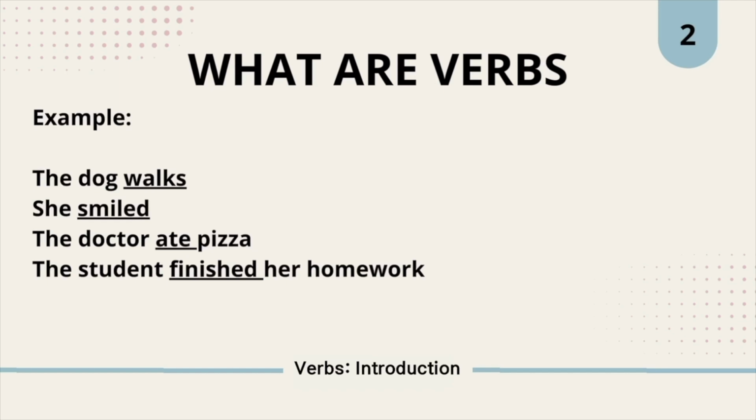Okay. The doctor ate pizza. So here, ate is the verb. It's the past tense of eat, and it represents what the doctor is doing. The doctor is eating, and he ate in the past tense, or they ate in the past tense. The student finished her homework. So here, finished is the verb because it's describing what the subject did, the student did.